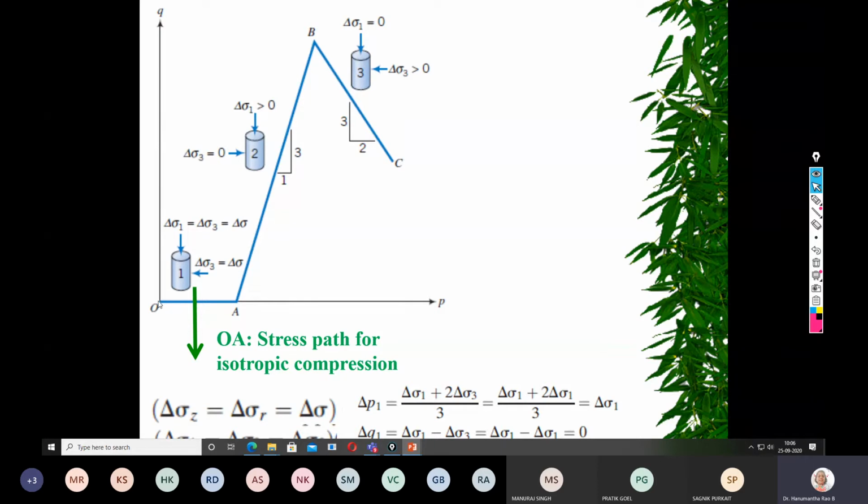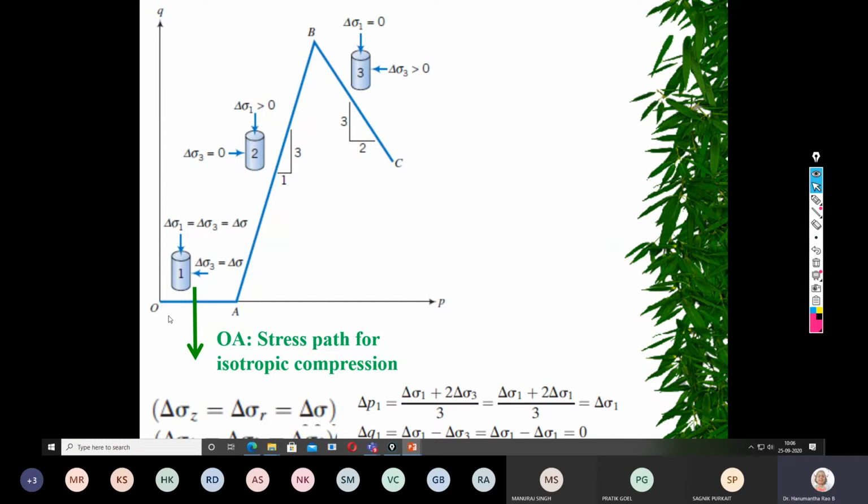Since it is starting from 0, it indicates that initially the delta sigma is 0 on the soil sample, which also indicates that the sample has just been retrieved from the field condition. In those conditions only, there is a possibility of sigma 1 and sigma 3 becoming 0. Try to understand carefully. When somebody says sigma 1 and sigma 3 are 0 on the sample, it means the sample is just retrieved from the field condition. Then you start applying the loading, which may be axial loading or triaxial loading, whatever it is.